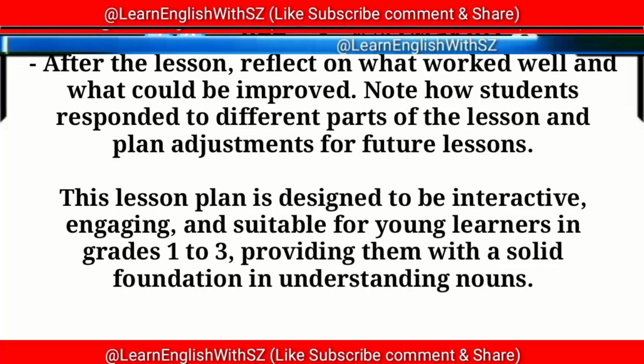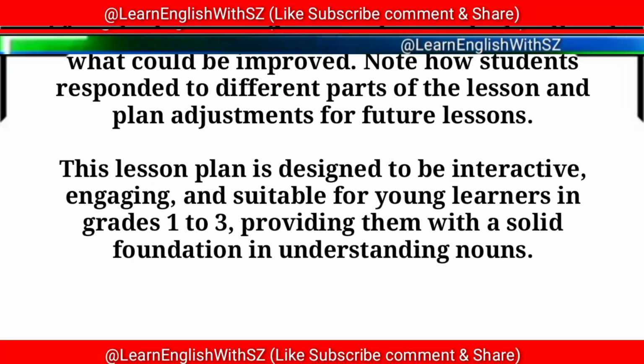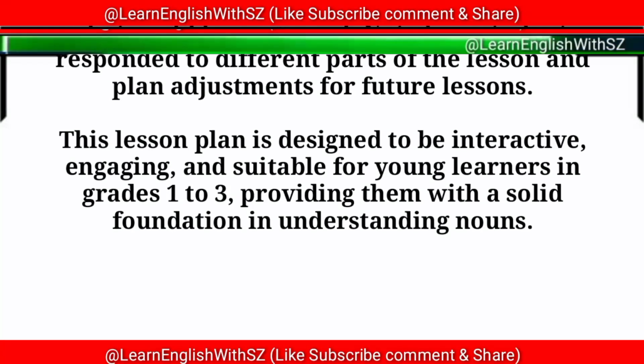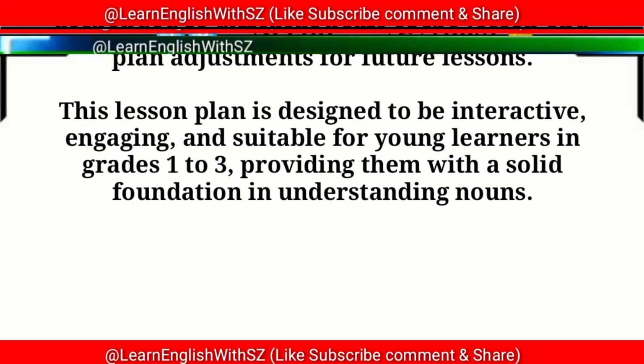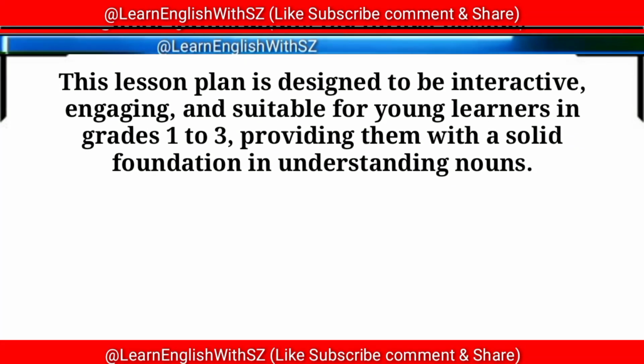This lesson plan is designed to be interactive, engaging, and suitable for young learners in grades 1 to 3, providing them with a solid foundation in understanding nouns.